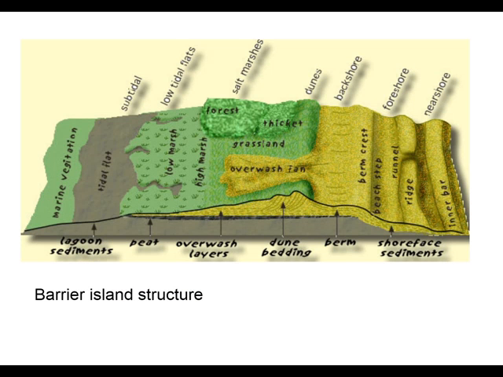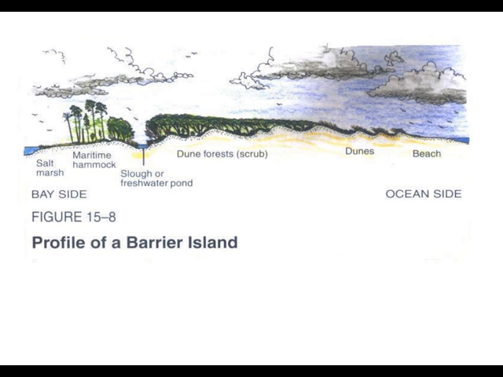Just another look at barrier island structure. Here we're on the ocean or Gulf side. Here's the berm crest. That would be the area where the waves are breaking and lapping up here. Then the back shore, the dunes, and the various wetland areas behind them until you eventually reach the lagoon behind it. Just another profile here, classic sort of look.